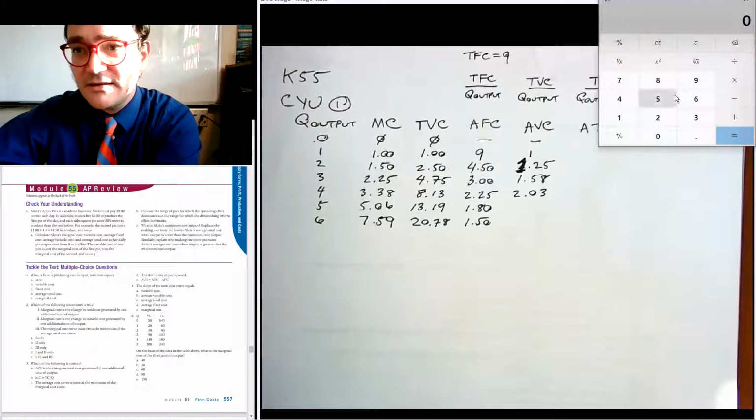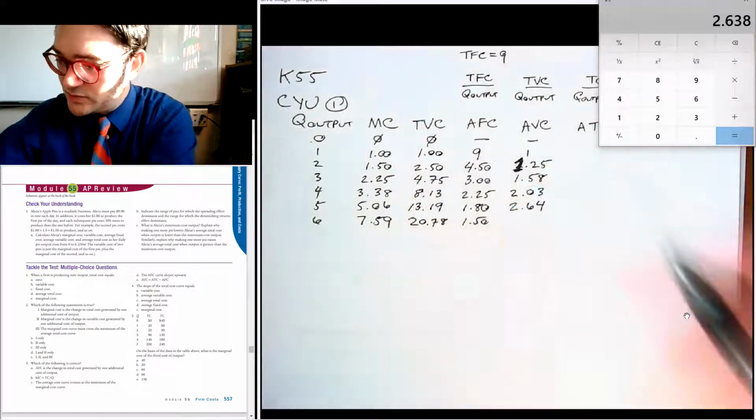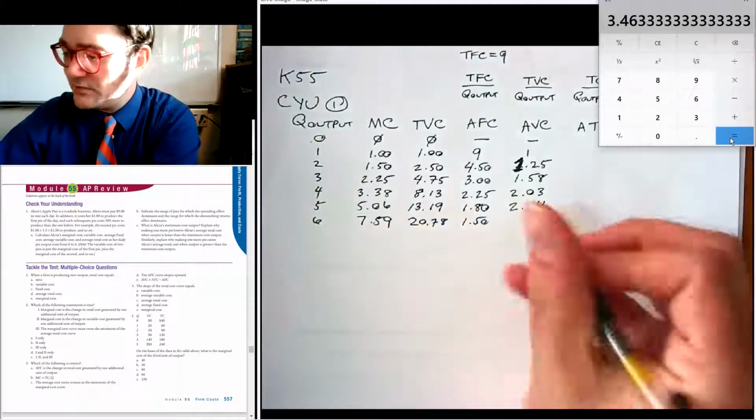All right, now I should slow down. 1319 divided by 5, 264. And 2078 divided by 6 is 346.